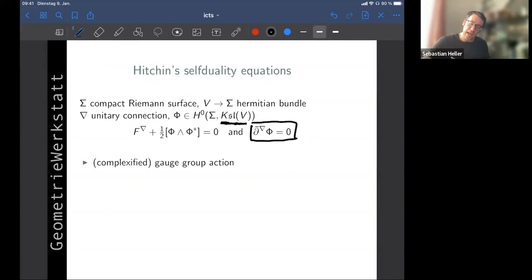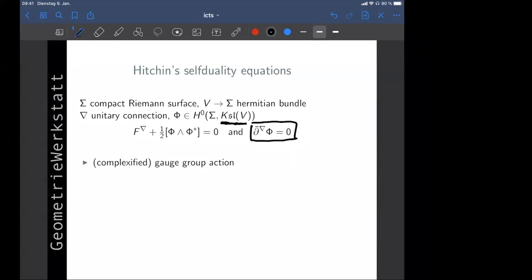So we have two types of equations for the self-duality equations. One is just this holomorphicity, the second equation here, and the other one is this unitarity or the curvature equation. Does this answer your question? Yeah.